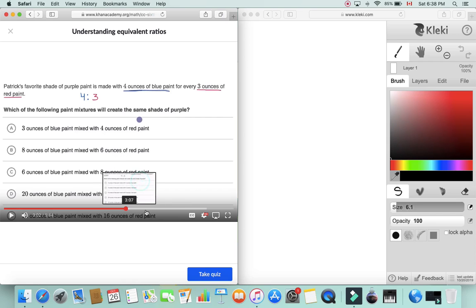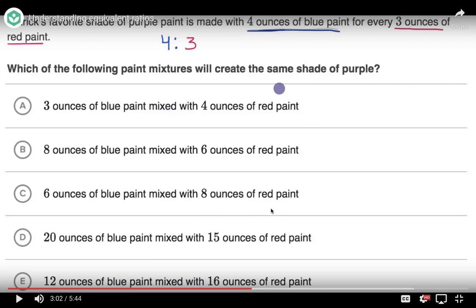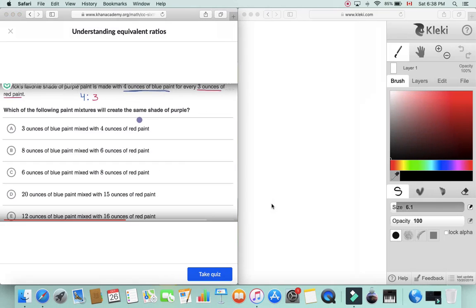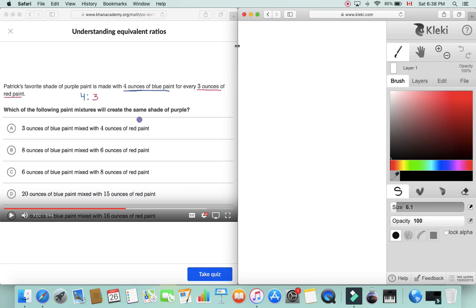See if you can figure it out. Okay, so let me see. The last one says 12 ounces of blue paint to 6 ounces of red paint, because you can't really see that one. Okay, so let's think about it. To make a type of paint, you need a perfect shade of purple.